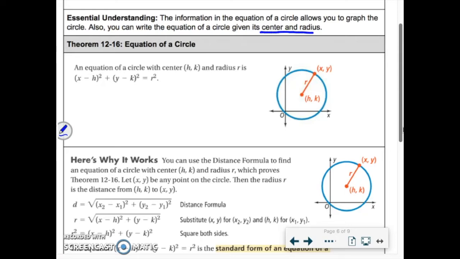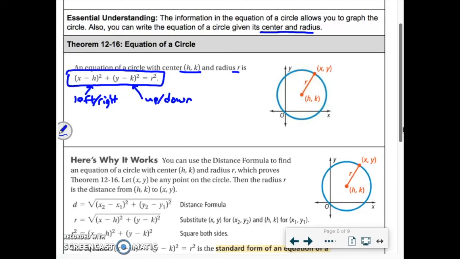So an equation of a circle with center (h, k) and radius r is (x minus h) squared plus (y minus k) squared equals r squared. So that's with the center (h, k) and the radius r. h tells how far left or right from the origin you are. k tells how far up or down you are. And what this is helping us find is the set of points that are equidistant from the center (h, k).